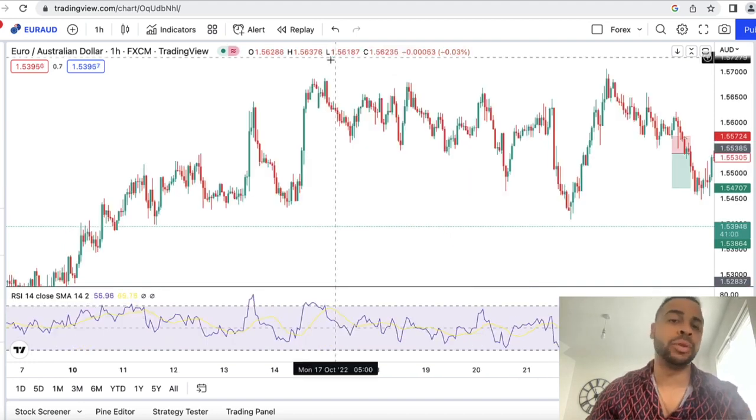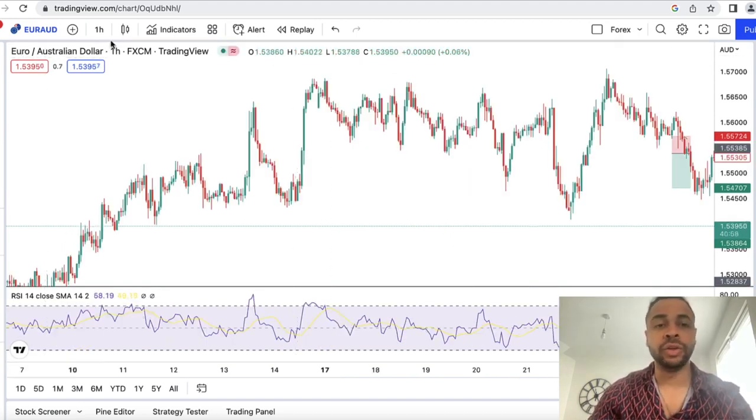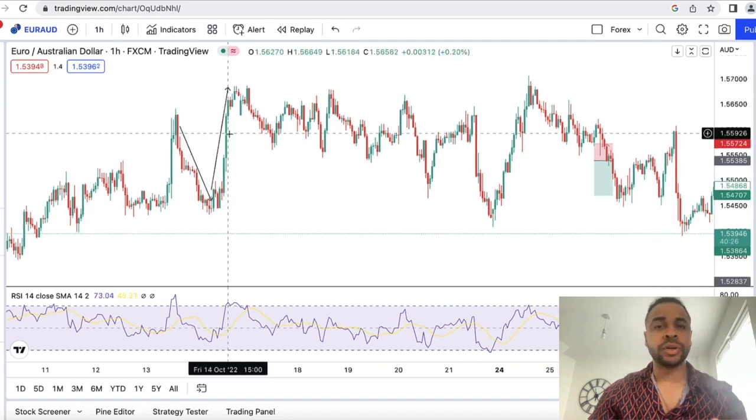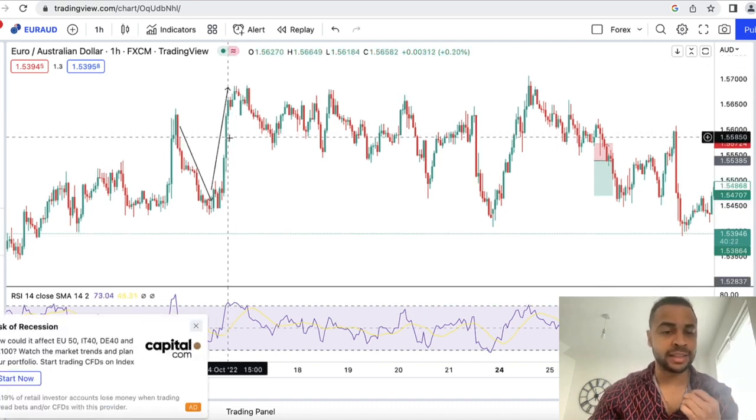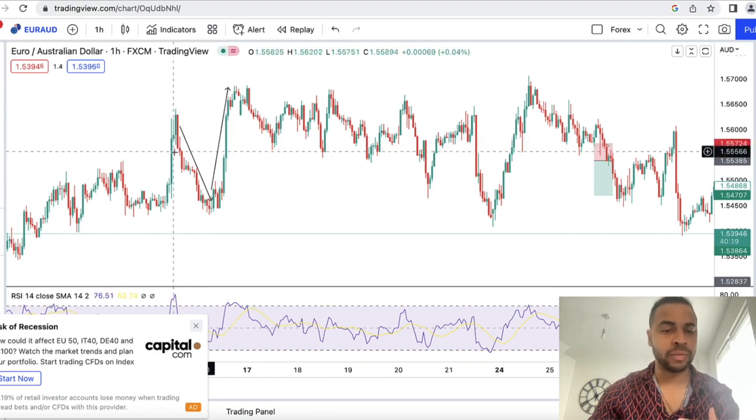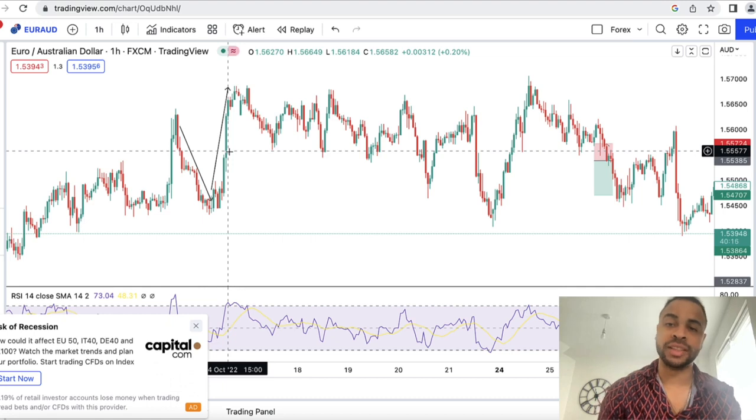But looking at an example of this, we're looking at the Euro AUD on the 1 hour chart. So the price came up, made a new high, and even though the price made a new high, the RSI didn't, because the RSI effectively went from 80.41 to 73.04. So this shows RSI divergence. And what you can expect when you see this is that it's a very high chance that the price is going to start coming down because the bulls have lost momentum.